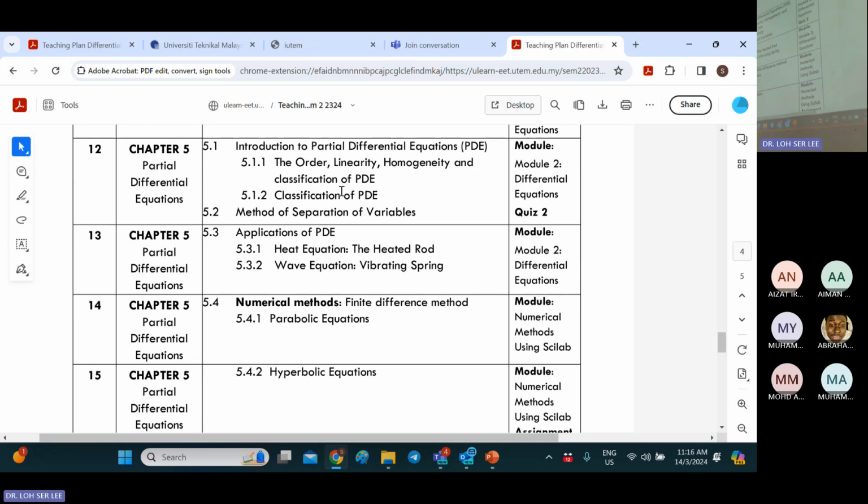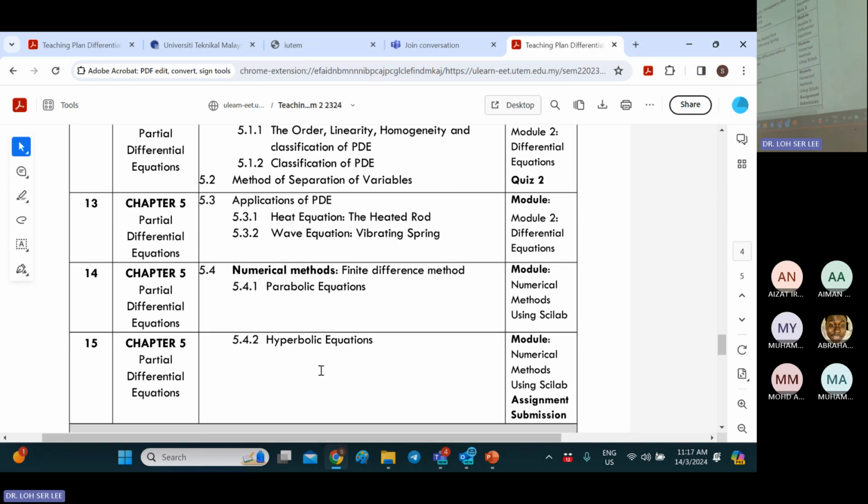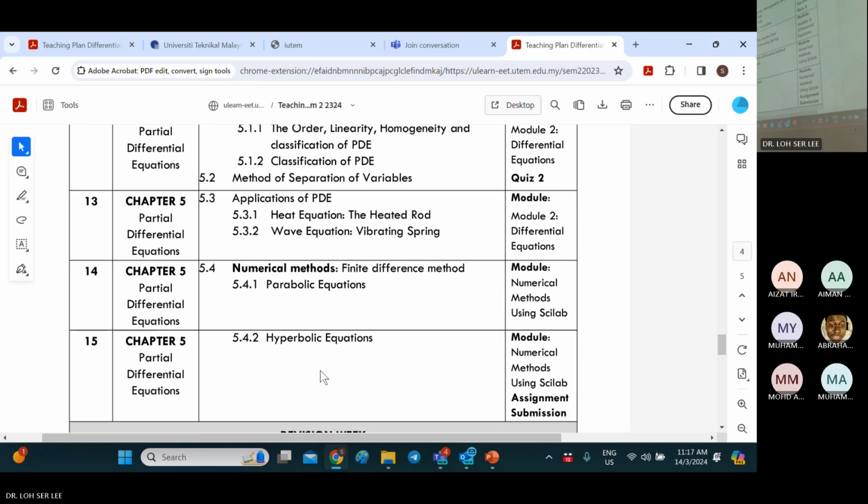So this is the analytical method, and we have numerical methods to solve the PDE. If we look at only these two, parabolic and hyperbolic, these two involve a lot of calculations.